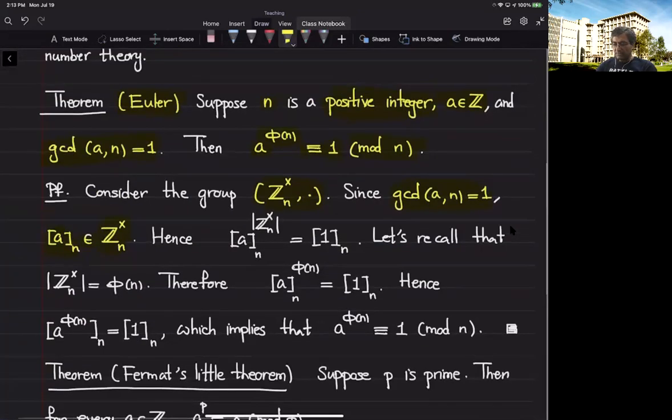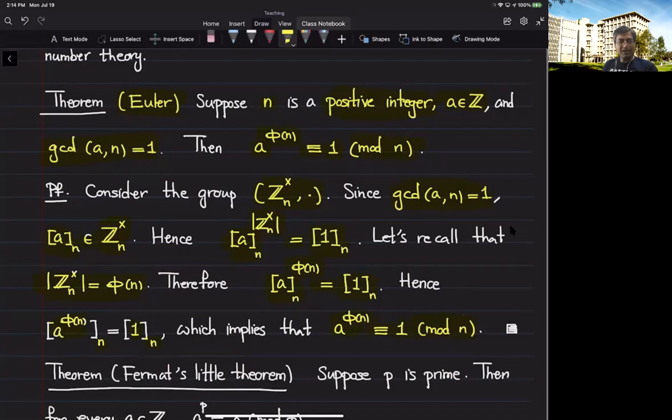So the residue class of a raised to the power the cardinality of this group is the neutral element. The cardinality of this group is the Euler phi function. And so the residue class of a raised to the power phi of n is the residue class of 1. Two residue classes are equal precisely when these numbers are congruent modulo n. So we get the desired congruence relation.